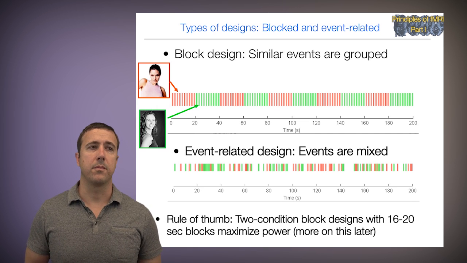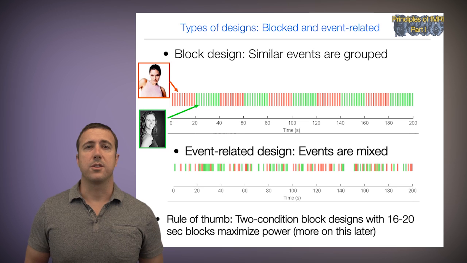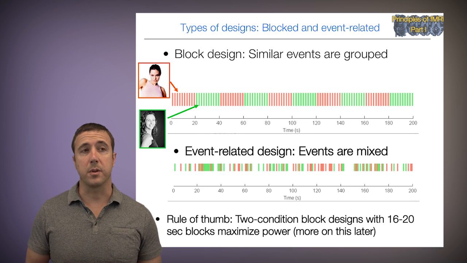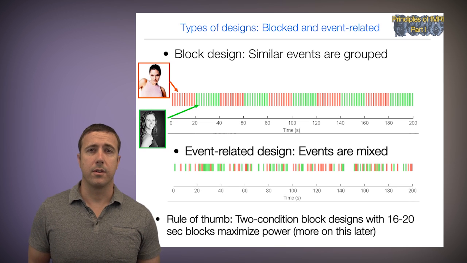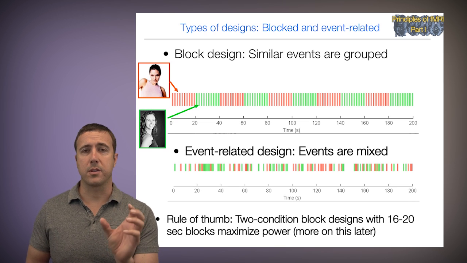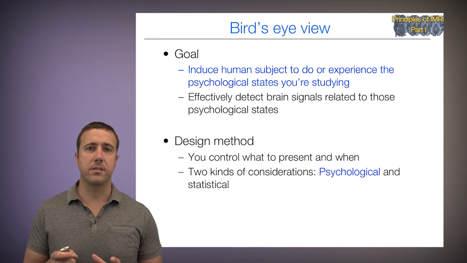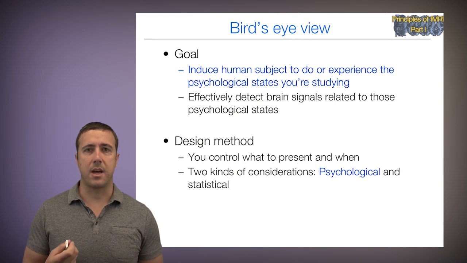One rule of thumb is a two-condition block design is optimal for power, all other things being equal. And moreover, a block design where the blocks are about 16 to 20 seconds long turns out to be statistically optimal. We'll go into this in more detail later, but let's start with that as a rule of thumb for now. What I want to talk about here is why that simple rule of thumb isn't always applicable.